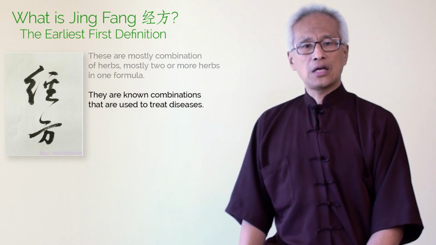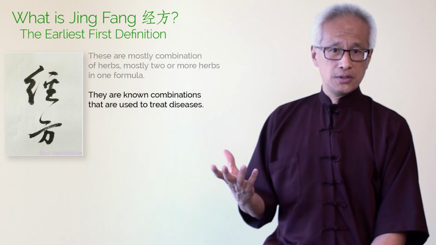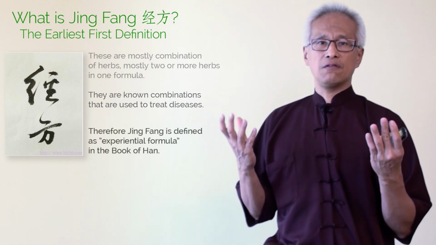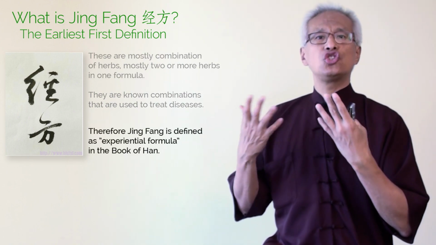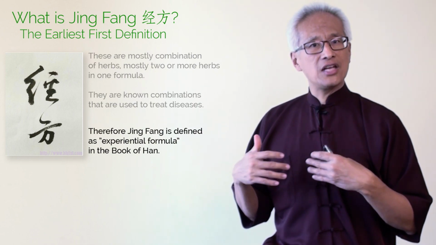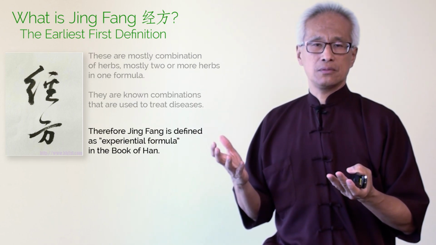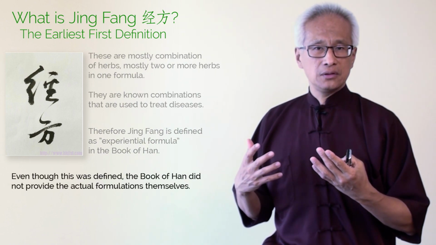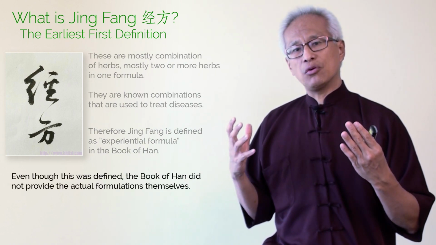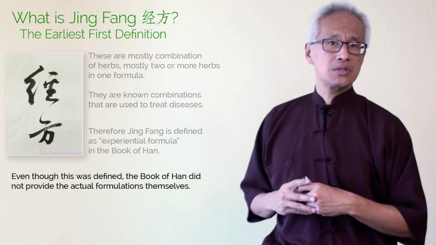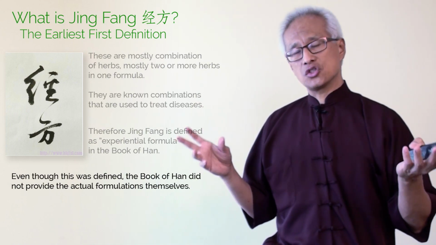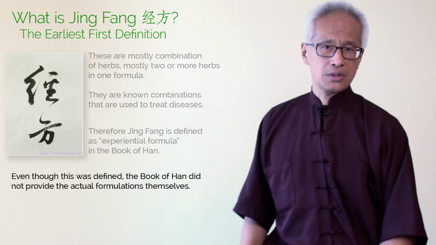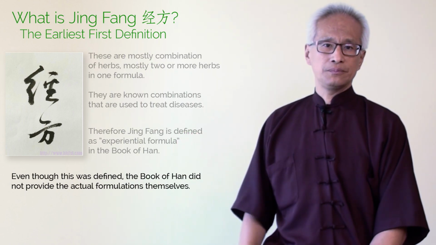They are known combinations that are used to treat diseases somewhat effectively. Therefore, Jingfang is defined as experiential formulas, formulas that are known through experience to work, in the Book of Han. Even though this was defined, the Book of Han did not provide the actual formulations themselves. It just provides a historical document to confirm that such formula books exist and what the formulas are used for.